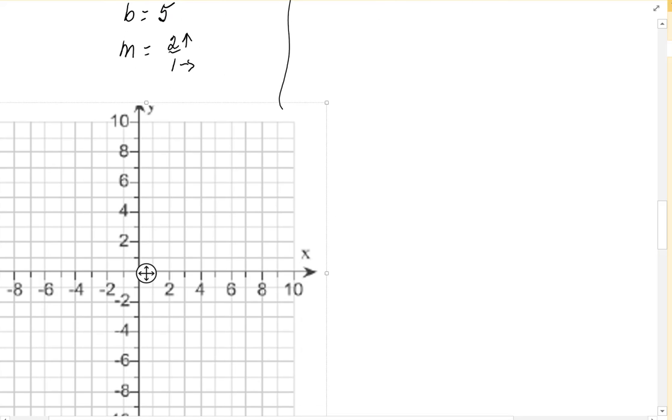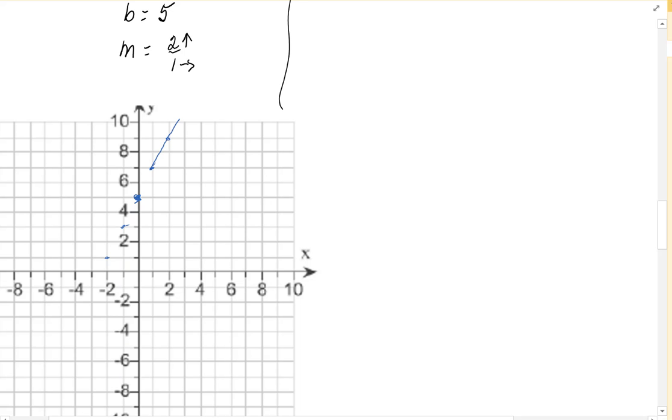Begin at 5, up 2 and over 1. There's a point. Up 2, over 1. Or down 2, left 1. Down 2, left 1. Remember, all you would have to do is lay a straight edge on here and you could draw a beautiful line. I keep saying I'm having a problem with that.